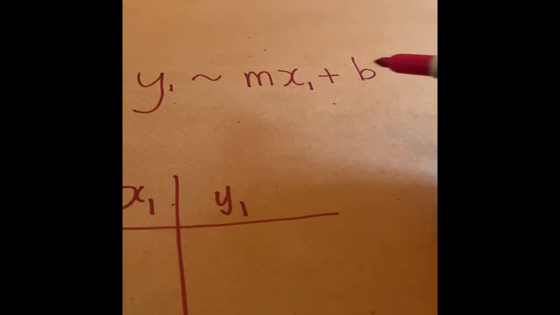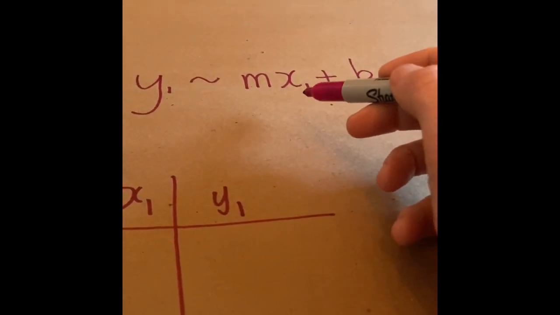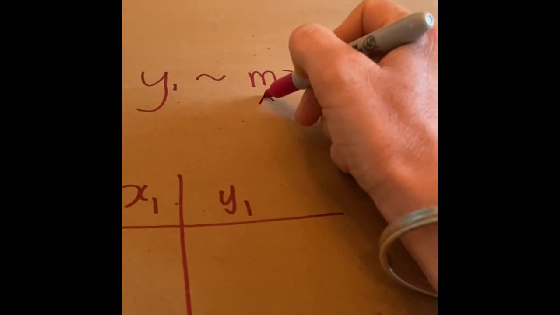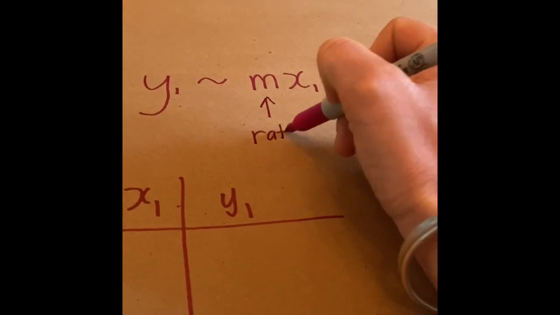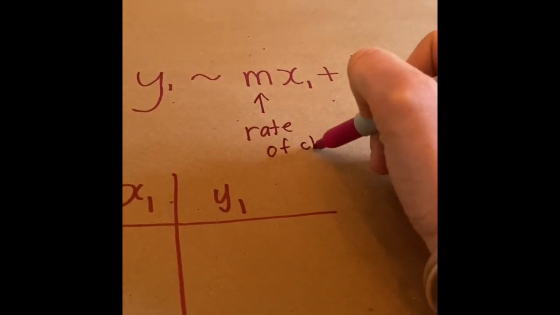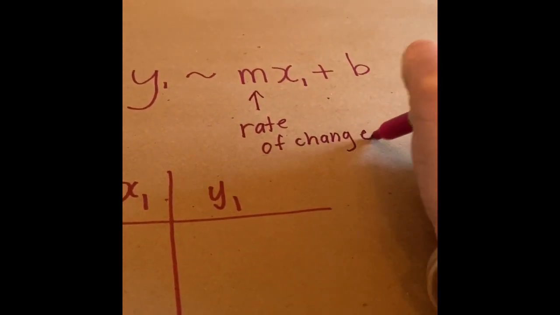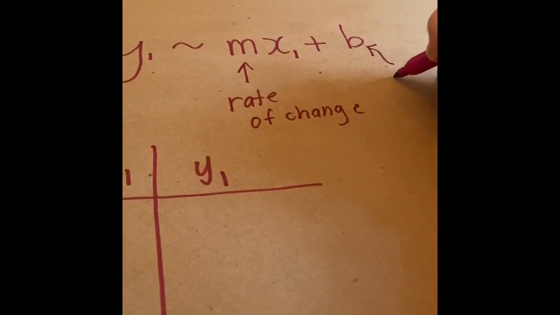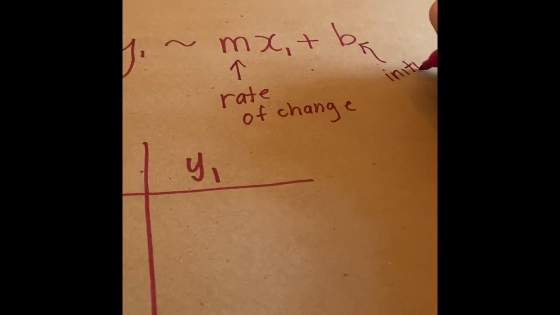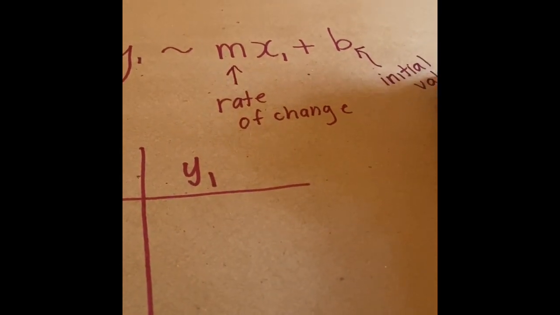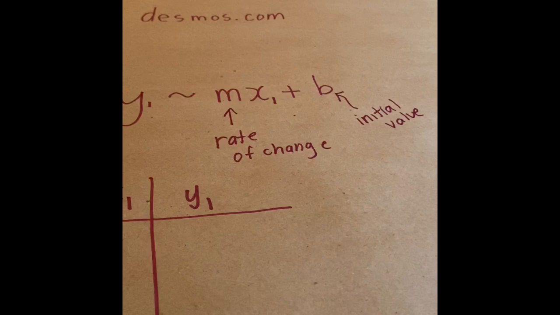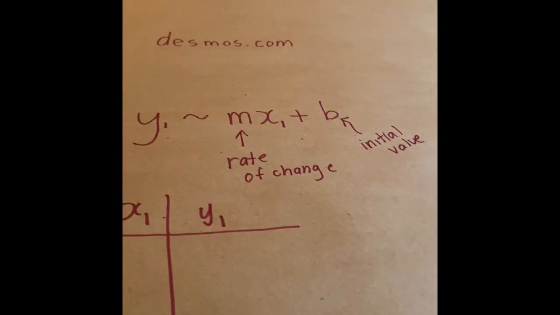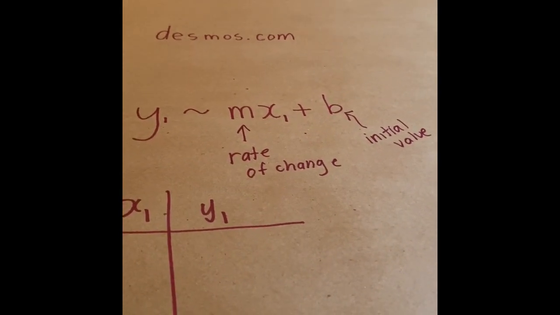Remember that the number that comes in front of the x will tell us the rate of change of the line. And the number that's all by itself is going to tell us the initial value. So let's see what happens when I go into Desmos. I type that funny little equation in. Let's see what it gives us.